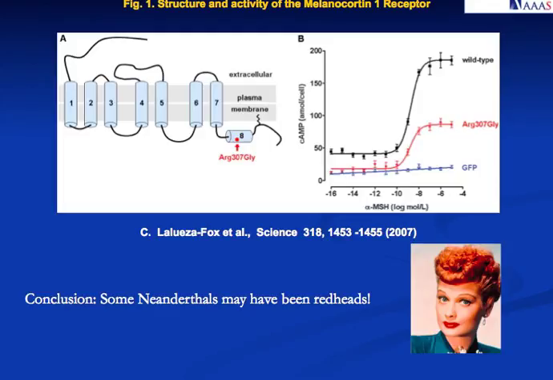The MC1R is a G protein coupled receptor. Arginine 307 is the wild type amino acid in that eighth domain shown there on the cytoplasmic side of the protein, and when it's mutated to a glycine, it destroys or greatly reduces its activity, as shown in the graph on the right. What is interesting here is that the same mutation that's been found in humans, this Arg307 to glycine, was found in Neanderthals. So it's thought that maybe many Neanderthals were redheads, sort of like Lucy shown here.